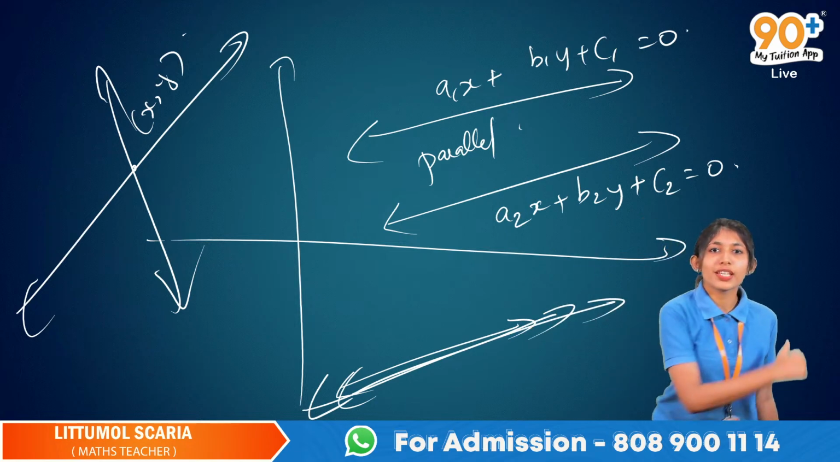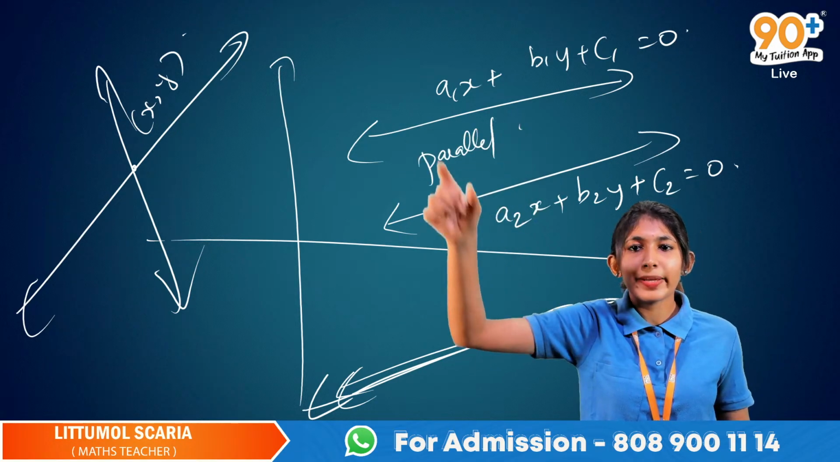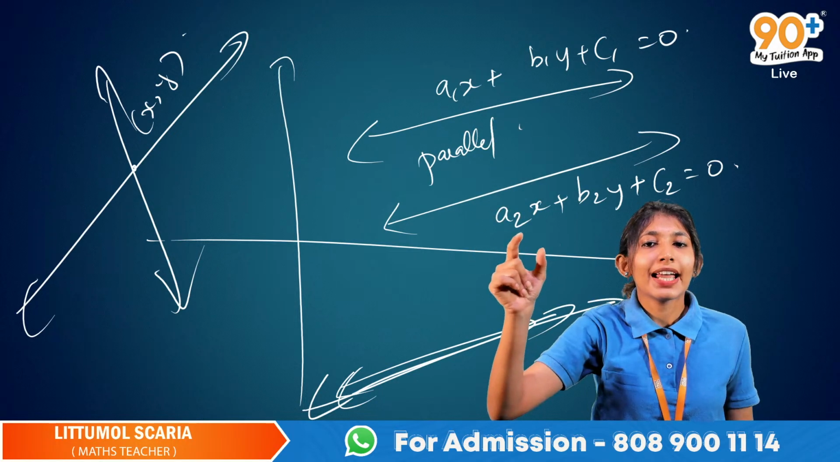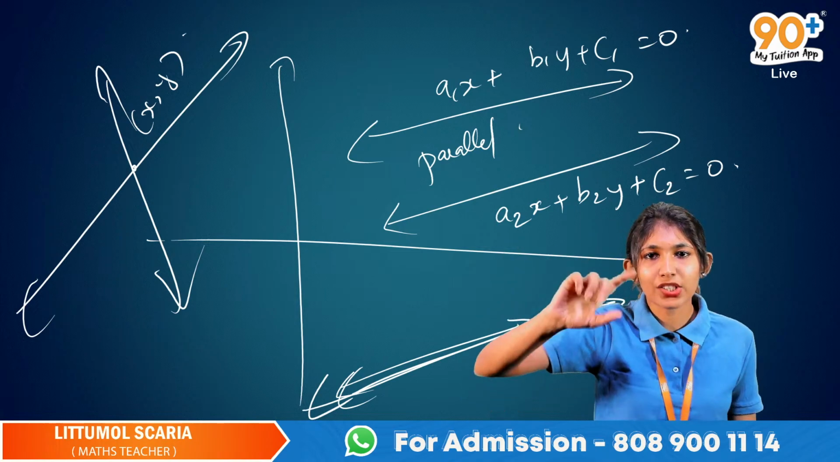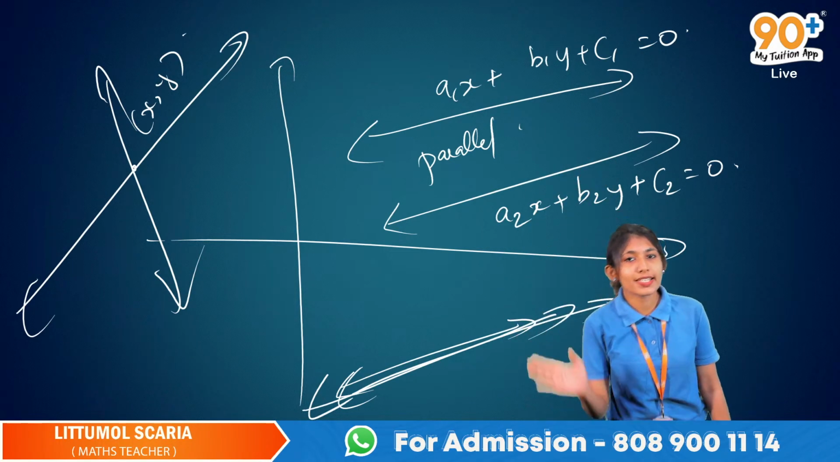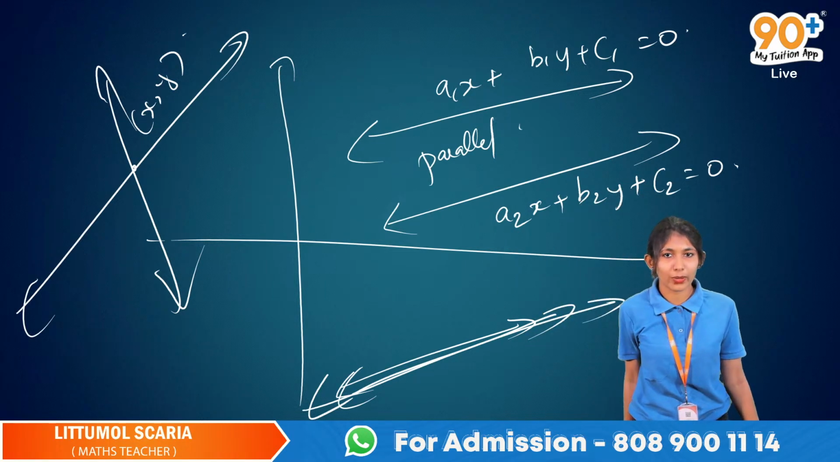Now we are going to see about the ratios. As I have told, the ratios will be a1 by a2. What is a1? Coefficient of x in first equation. a2, coefficient of x in second equation. b1, coefficient of y in first equation. b2, coefficient of y in second equation. c1, constant in first equation. c2, constant in second equation.